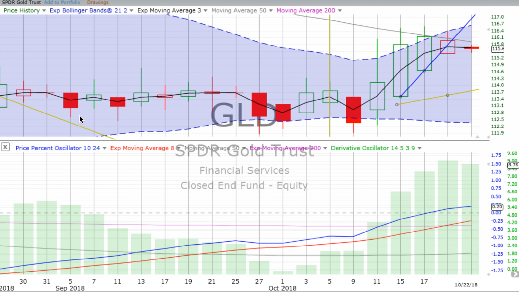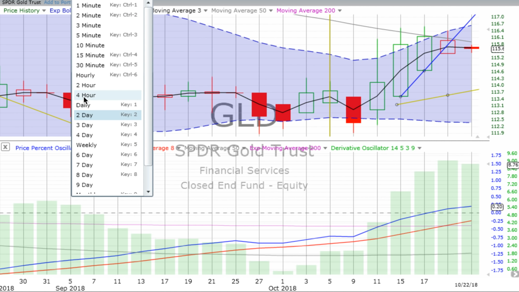We dive a little deeper into the 2-day, and that's where you can see things leveling out. We see the derivative oscillator losing momentum, price percent oscillator going flatter, and a red spinning top the first day of this latest 2-day candle after we breached on the Friday close of the 2-day chart that 2-day trend line. So that's not a good sign for gold.